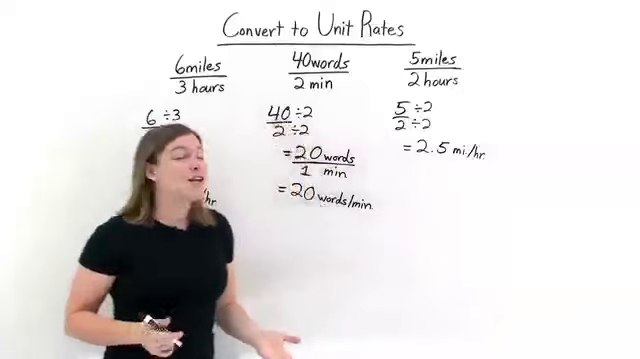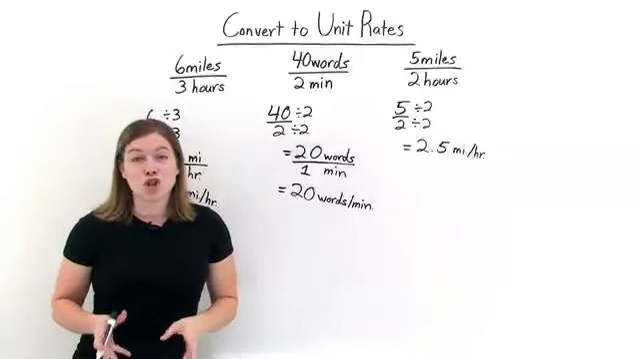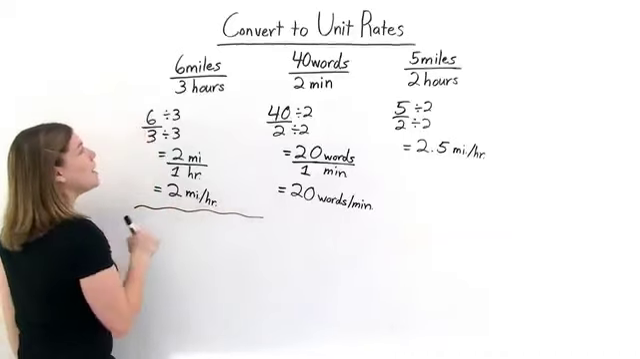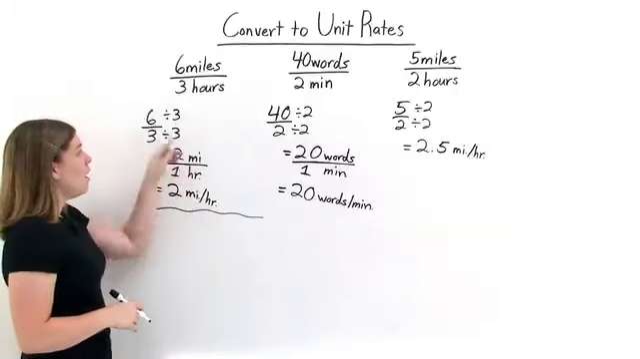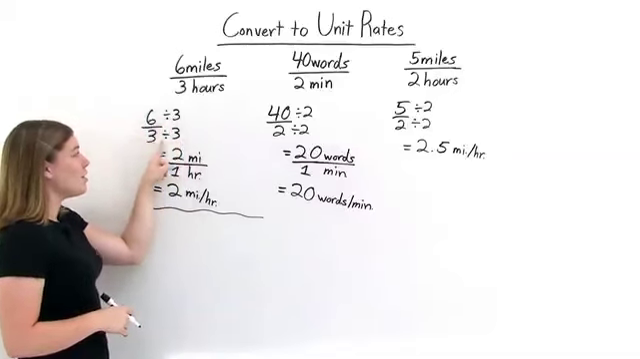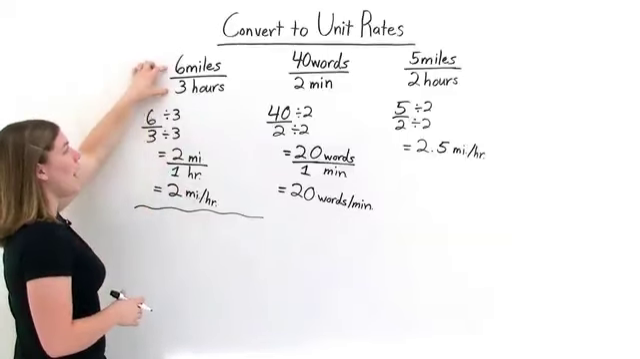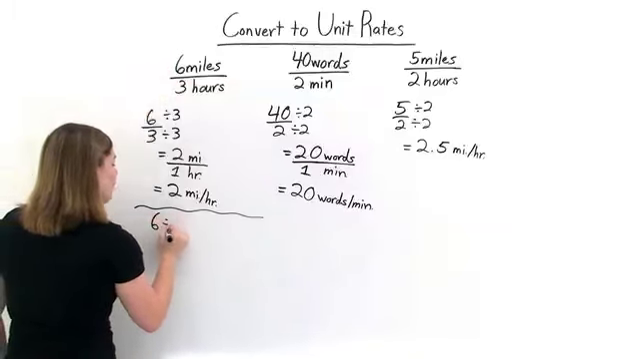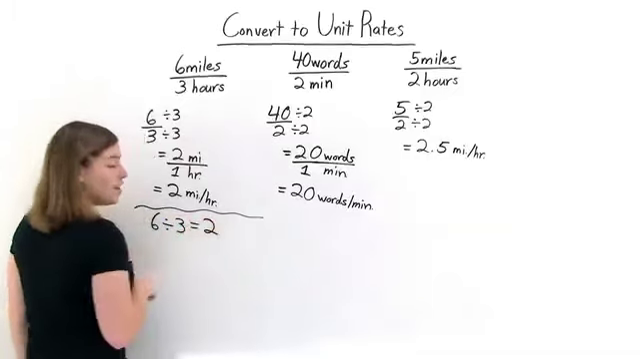Great! We've taken each one of our original rates and converted them into unit rates. Now there's also a shortcut on this conversion. Let's look at this example again to see that shortcut. Again, we have 6 miles per 3 hours. Now before, we took the numerator and divided it by 3 and took the denominator and divided it by 3. Now using this shortcut, we just want to look at the original rate, 6 over 3. Take the numerator and divide it by the denominator. 6 divided by 3 is 2.